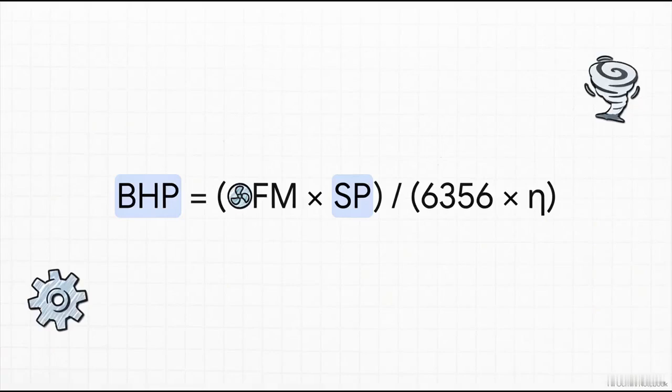We've got the temperature and the volume sorted, but physically pushing that air requires serious mechanical effort. This is where we calculate brake horsepower, or BHP. The formula relies on multiplying our CFM by static pressure, and then dividing that by 6356 times the fan's efficiency constant. Static pressure is just the resistance the air faces inside the ductwork. It's kind of like trying to drink a really thick milkshake through a tiny straw. The harder it is to push, the higher that static pressure goes, and the more brake horsepower the motor demands to get the job done.